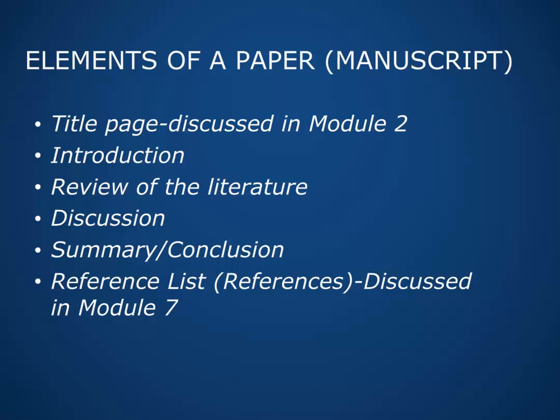The elements of a paper, sometimes called a manuscript, include the title page, which was discussed in Learning Module 2, the introduction, a review of the literature, a discussion, and a summary conclusion, and the reference list, also called the references page, and this was discussed in Learning Module 7. This module will address the introduction, the review of the literature, the discussion, and the summary and conclusion.